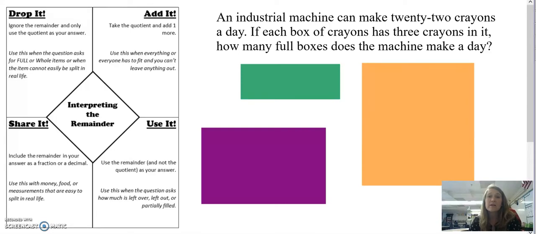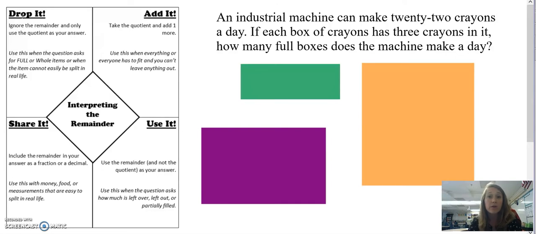Hey friends, in tonight's homework, you are going to be looking at a division problem, but you're going to be doing it a little bit differently. Not in the way you solve it. You're still going to solve it using partial quotients, but when you get your answer, you're going to have to interpret the remainder. In other words, you're going to have to think about what to do with the remainder based on the question that's being asked.